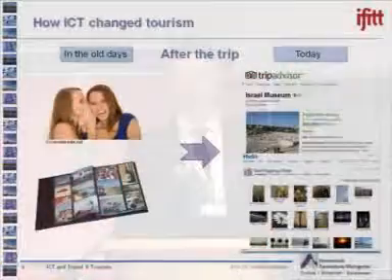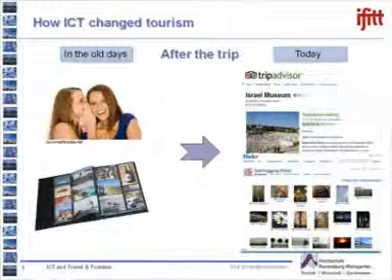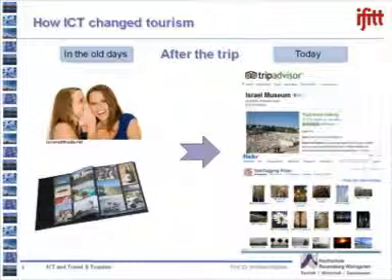In the phase after the trip, in the old days, you told your friends and your colleagues about your holiday, what was good, what was not that good, to give them some hints. And you could, of course, show them the photos you took during your travel. What you can do now is more or less the same, but you do it based on IT. You go to TripAdvisor again, and you post your reviews there, so you can inform all the others in the world about what your experience in this destination has been.